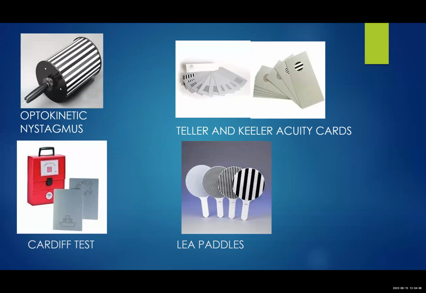First is the optokinetic nystagmus test, showing strips of drums. We use it by alternately rotating clockwise and anti-clockwise direction. The second picture shows the Teller and Keller acuity card test. It consists of 8 cards, with the brightest and biggest card, slowly reducing the contrast. We ask the child to look at these cards.